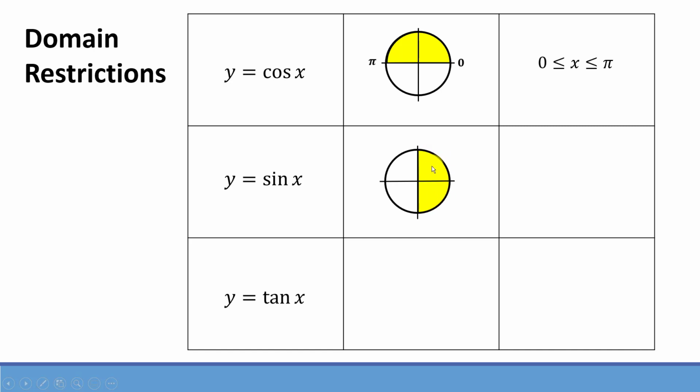In quadrant 1, sine values are positive. In quadrant 4, sine values are negative. However, we have to be very careful about the interval itself. The interval is going to be from negative pi over 2 to pi over 2.